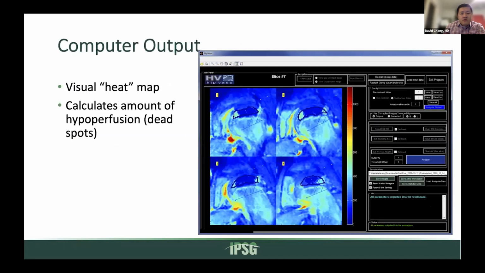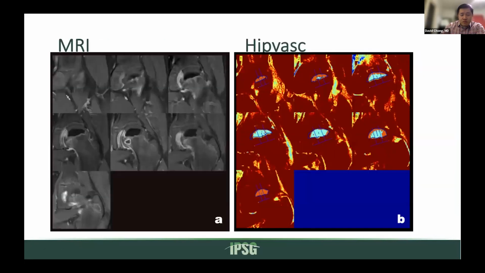But what it does is it gives you a heat map of the scans on the MRI, so you can get a sense of how bad the hypoperfusion is, and you can actually have the computer calculate the dead spots, so you know what percent of the head has actually died. Here's another example of MRI versus HipVasc with the same images, and you can kind of see the extent of the hypoperfusion throughout the head. But it's nice because it'll make it a little clearer as to which parts of the head are actually dead and which ones are not.